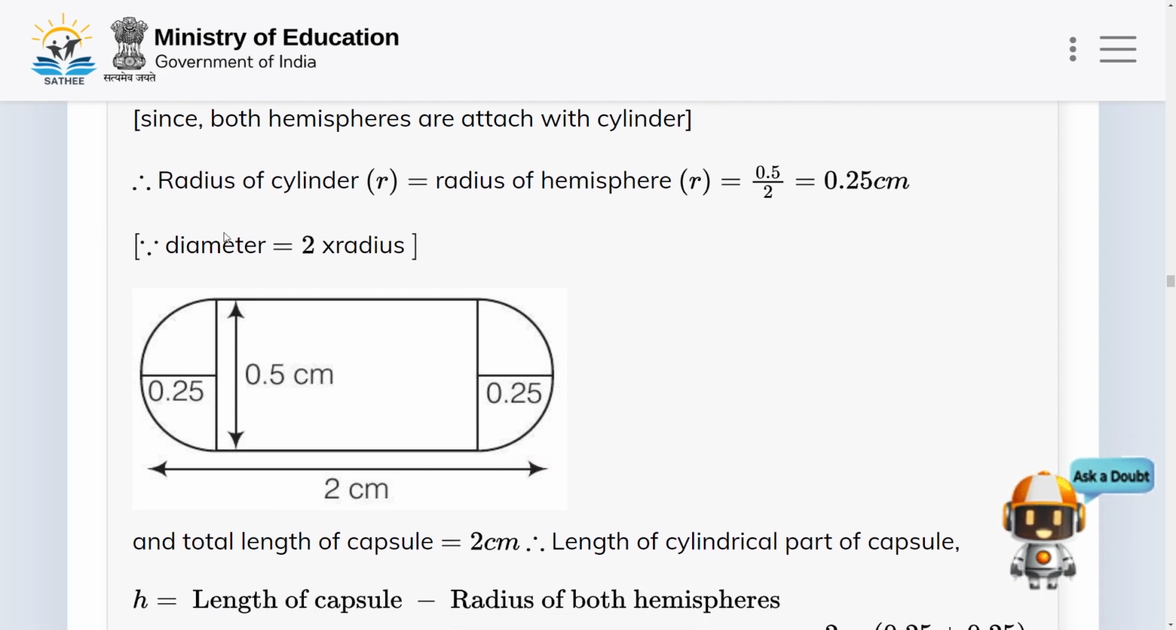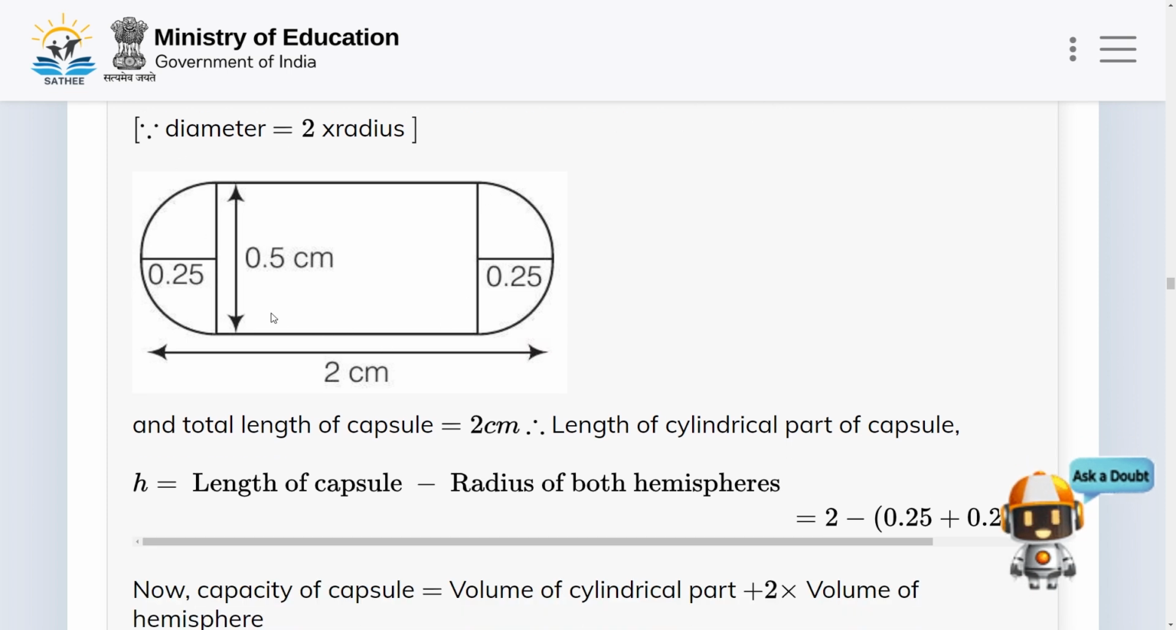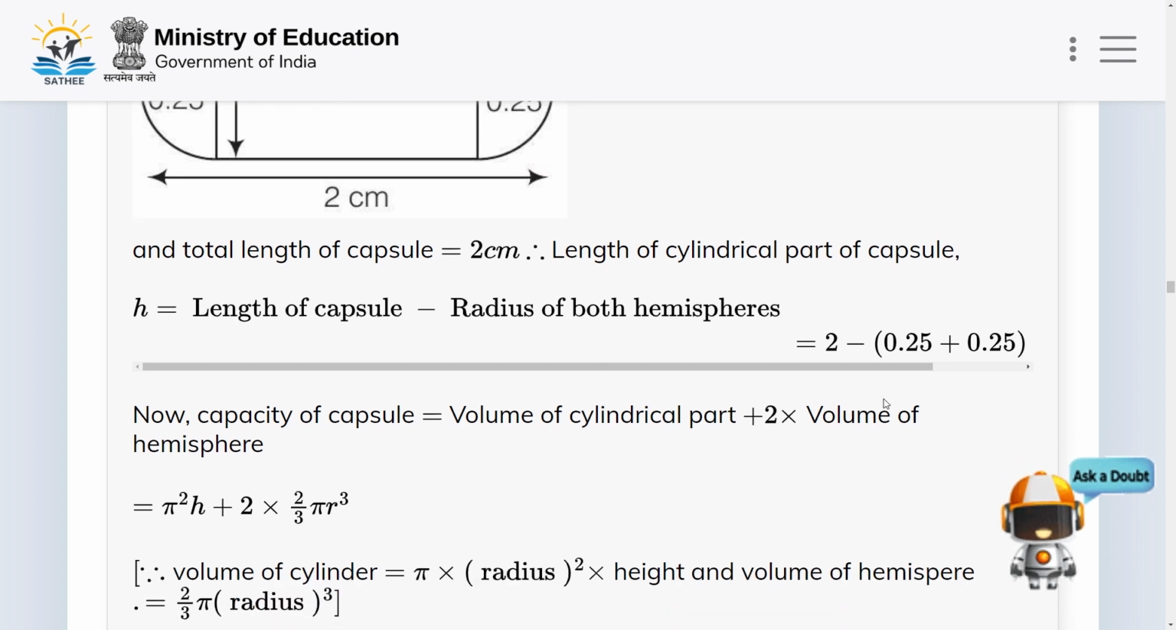And since diameter is equal to 2 times radius, here you can see this figure. The total length of the capsule is 2 centimeter, and the length of the cylindrical part of the capsule, h, is the length of the capsule minus the radii of both hemispheres, that is 2 minus (0.25 plus 0.25). So now the capacity of the capsule is equal to the volume of the cylindrical part plus 2 times the volume of the hemisphere. We know the volume of the cylindrical part is pi r square h, and the volume of the hemisphere is 2 by 3 pi r cube.